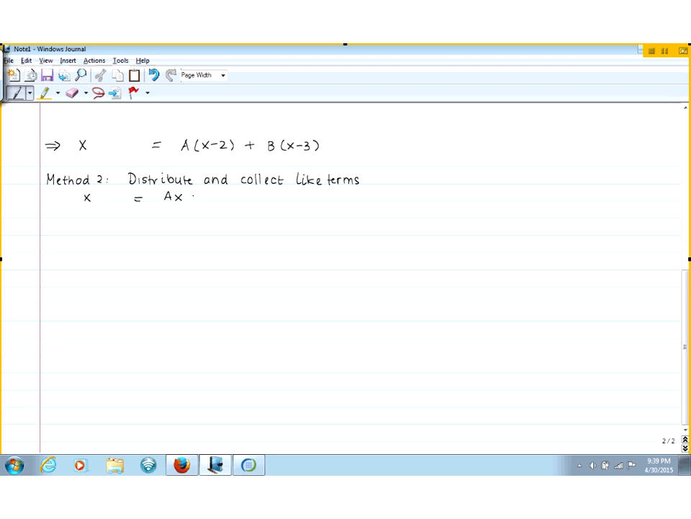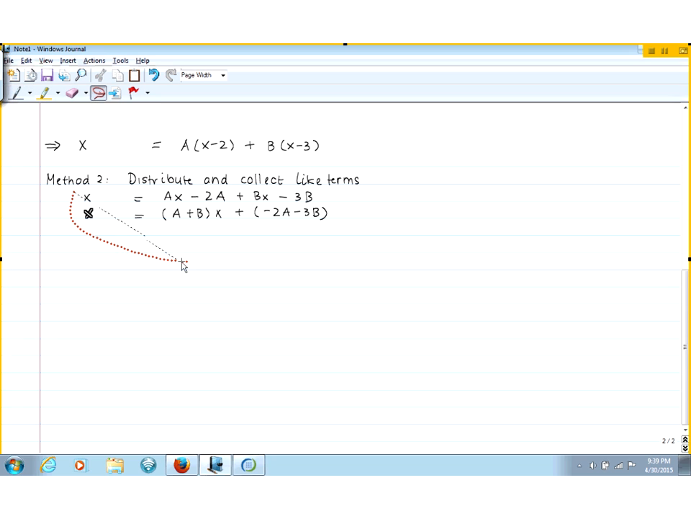Alright, so here I am going to distribute the right hand side. So this is ax minus 2a, plus bx minus 3b. So I am going to collect the x and I am going to collect the constant. So the constant is negative 2a minus 3b. The x is a plus b, so ax plus bx.